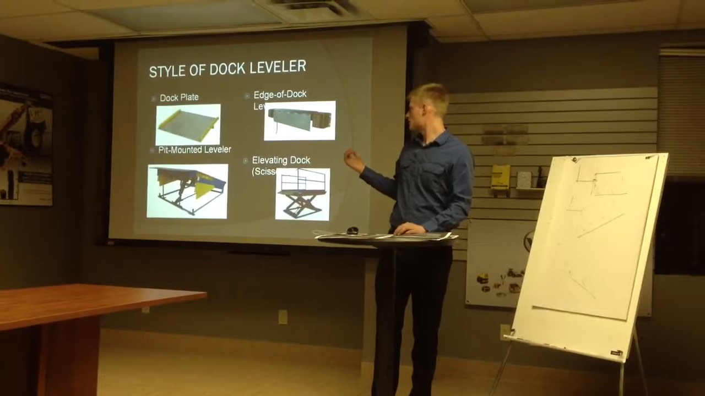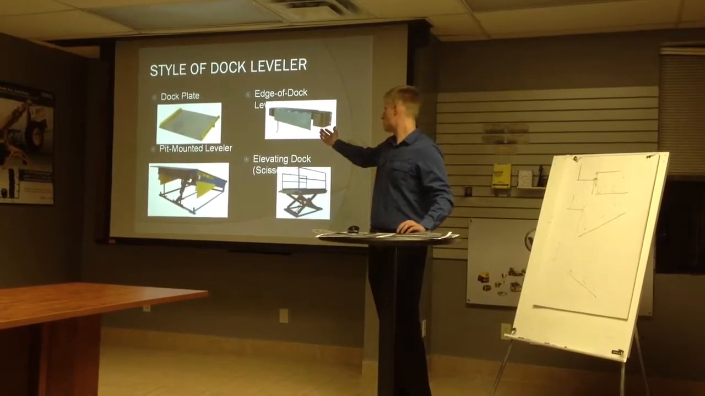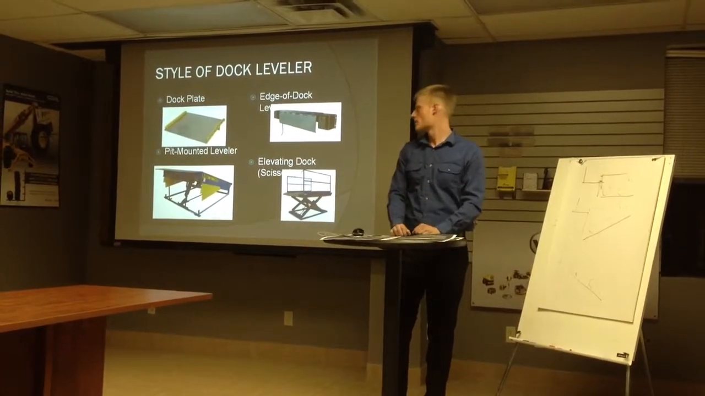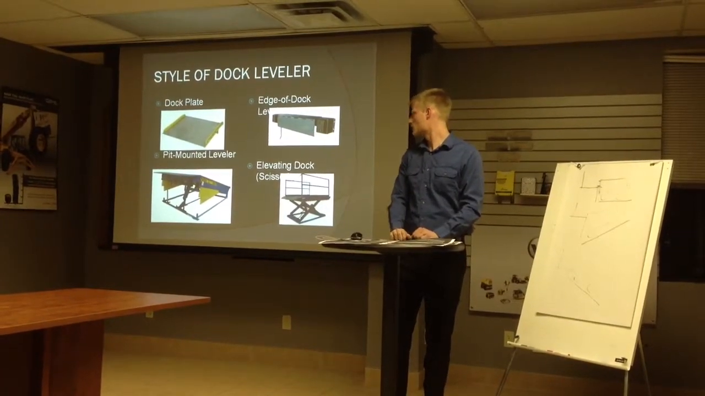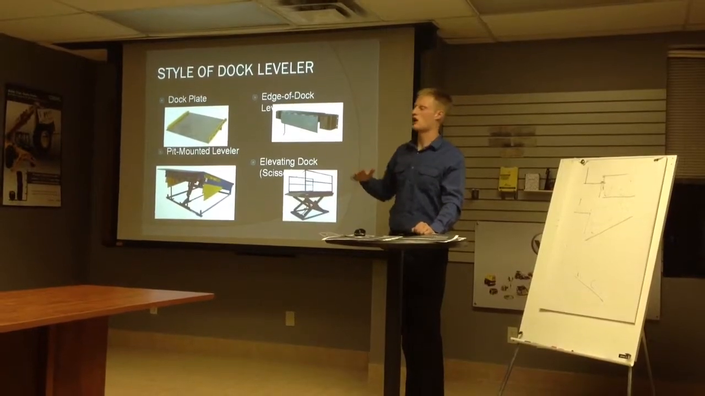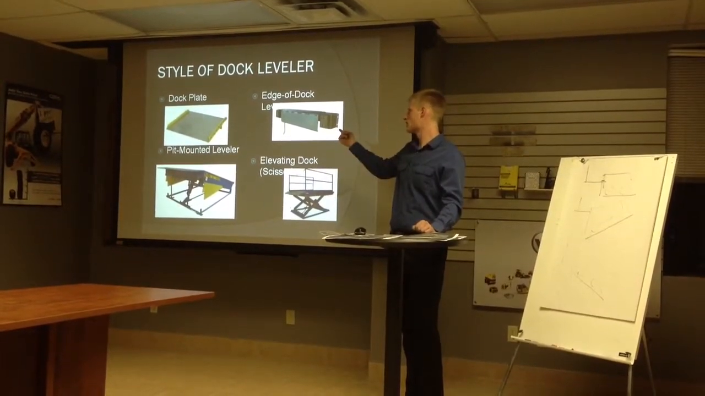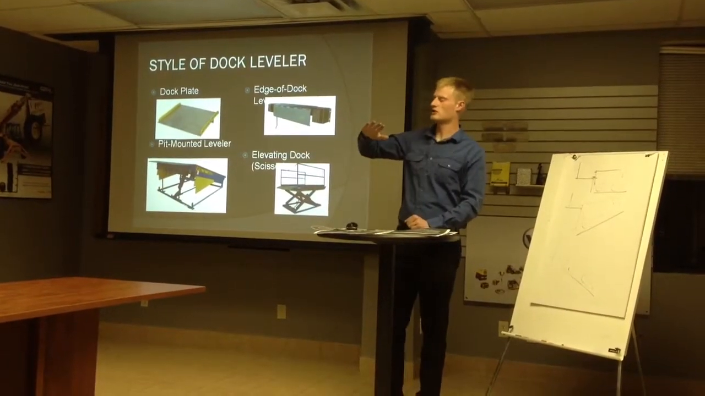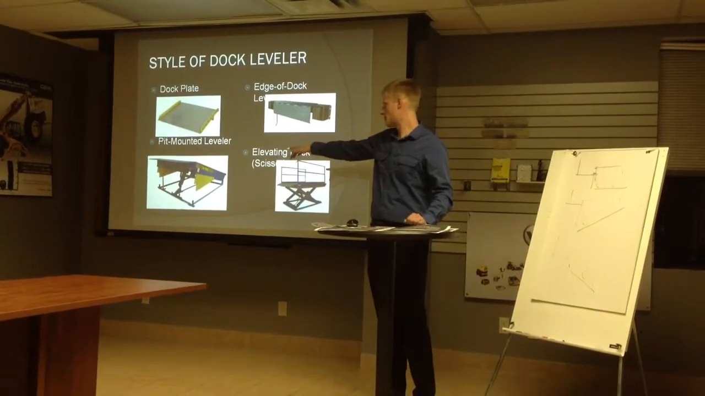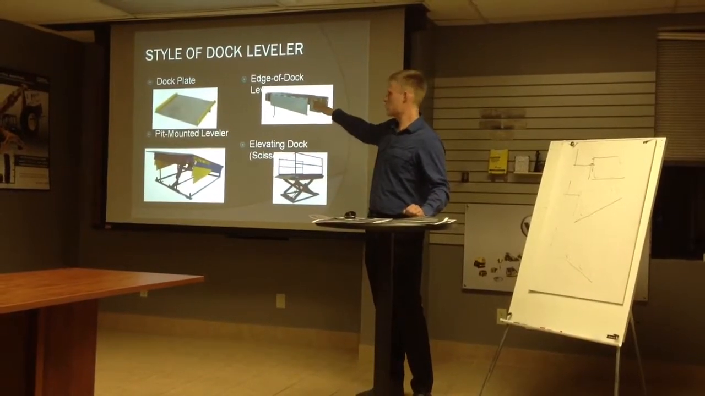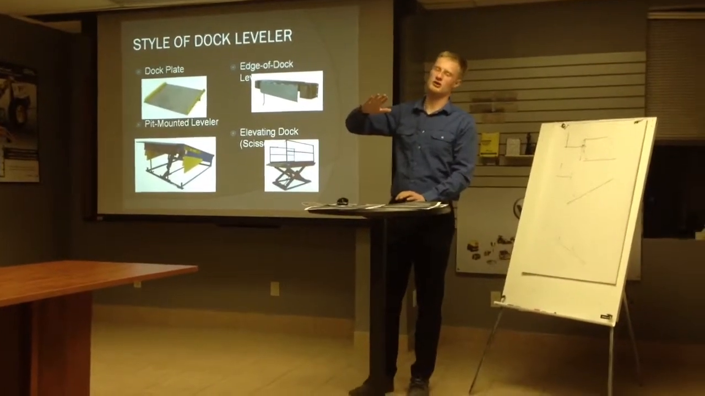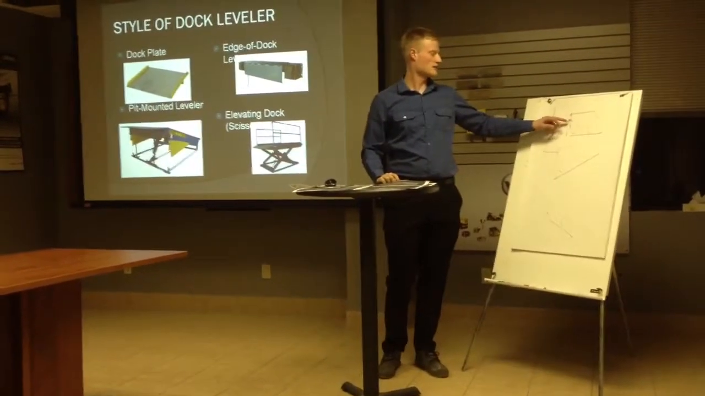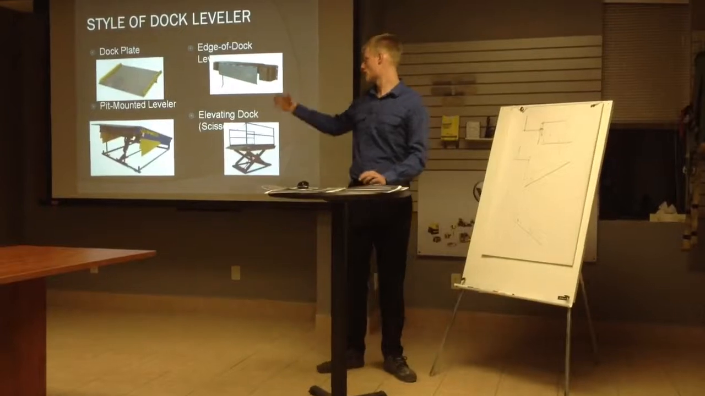An edge of dock leveler, which as this picture shows is an attachment onto the edge needing concrete work but requiring only the lip to actuate to hit the actual truck. When this style of leveler is actuated, the lip makes contact with the truck just the same as a pit-mounted leveler, but there's no play or motion in the leveler itself. So as we talked about approaches, it's very essential that you have a level approach with the edge of dock leveler.